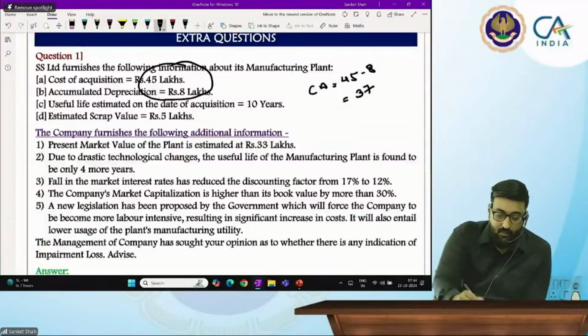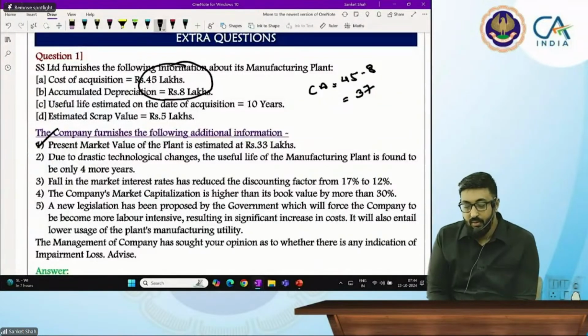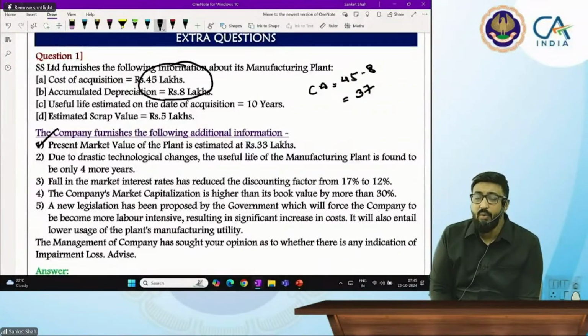Next. Due to drastic technology changes, the useful life of the manufacturing plant is found to be only 4 more years. Fall of the market interest rate has reduced. One second. Will the second factor affect your impairment? Useful life, sir, yes. Why? Useful life is getting less. Yes, definitely.